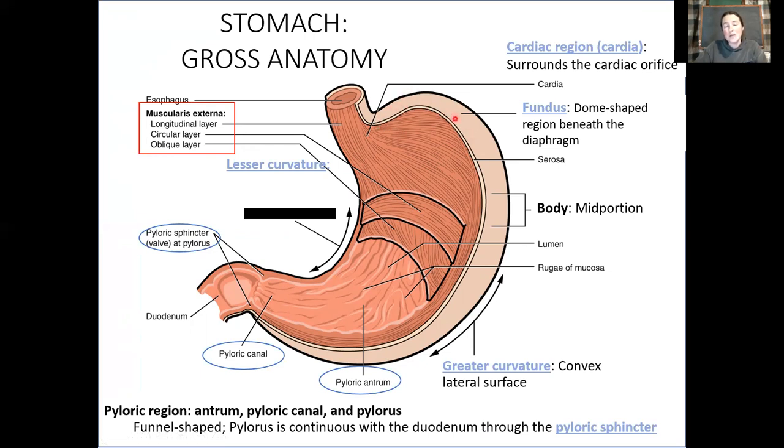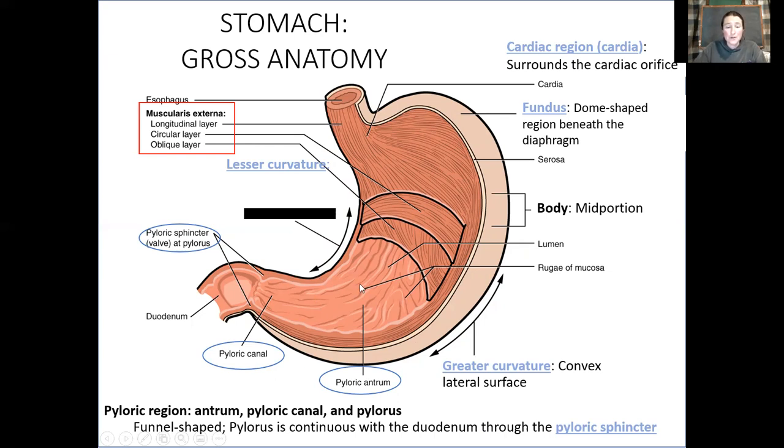The superior side of the stomach actually domes up a little bit. So this is actually going to be important to us later. This is called the fundus, a dome-shaped region beneath the diaphragm. The stomach is roughly C-shaped. So this side of the stomach is the greater curvature. It's the broader side of the stomach, and over here, this is the lesser curvature, just because of the big old C shape.